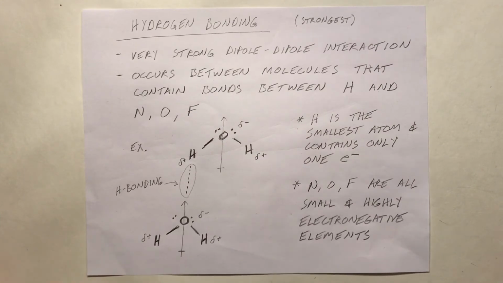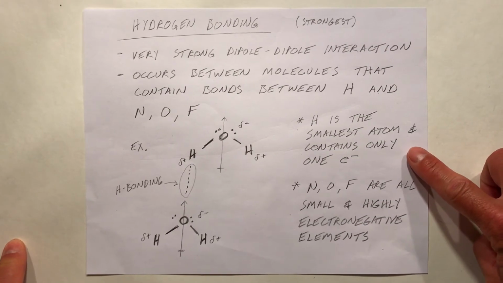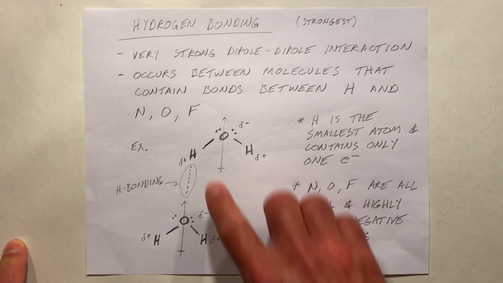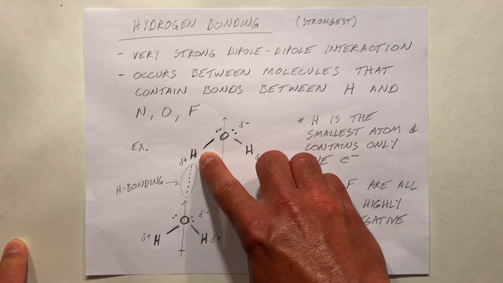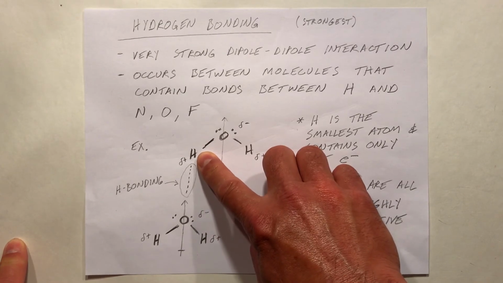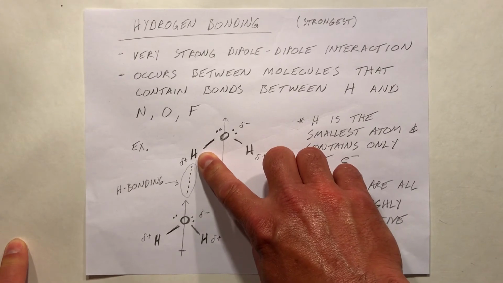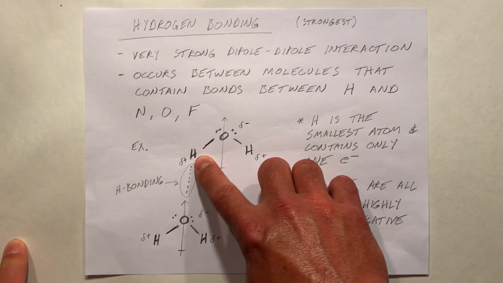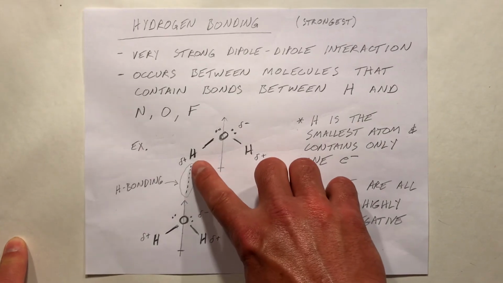So what makes that so strong that we put it in a category by itself? Why don't we just call it dipole-dipole interaction? Well, it turns out that hydrogen is the smallest atom, and it contains only one electron. So in this bond, where hydrogen is sharing electrons with the oxygen, there is a low distribution of electrons around this nucleus, leaving an almost bare nucleus. And there are no core electrons to be had with a hydrogen atom. It only has one electron to start with. So we have, again, a relatively bare nucleus. That's going to create a very attractive positive dipole here.